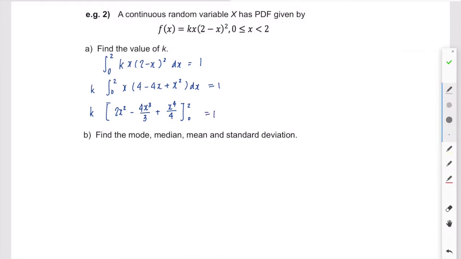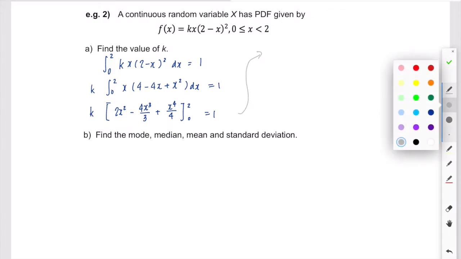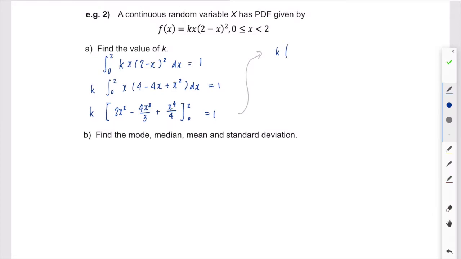Okay, moving on. I have then k times 2 squared, 4, 8, minus 8 times 4, 32 over 3, and then 16 over 4, 4. And then 0 is everything, so minus 0. So that's equal to 1. Simplifying that, I have 12, 36 over 3, 4 over 3, so k is 3 over 4.